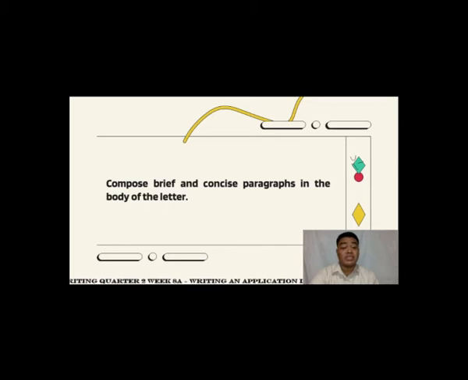Compose brief and concise paragraphs in the body of the letter. Your body should not be convoluted, meaning it should not be too wordy. Okay? That is why it should be brief and concise. It should be direct to the point.